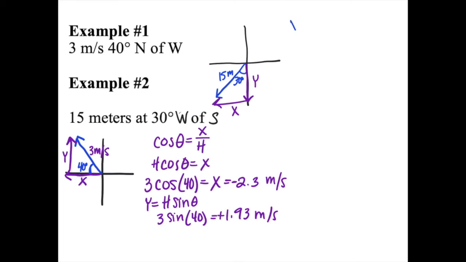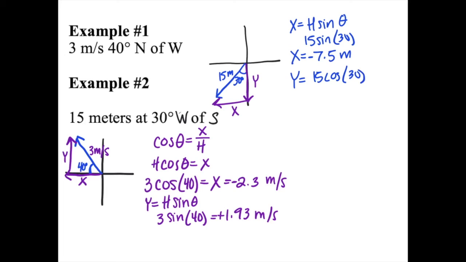for x, you're going to use your hypotenuse and then sine, since you want the opposite side. So 15 sine 30. And when you work that out, you're going to get a value of 7.5 meters. And that is going west, so we're going to put a negative with it. And then for the y value, we're going to use cosine, so it'll be 15 cosine 30. And when you work that in the calculator, you're going to get 12.99 meters, and that is going to the west, so we're also going to assign that as negative.